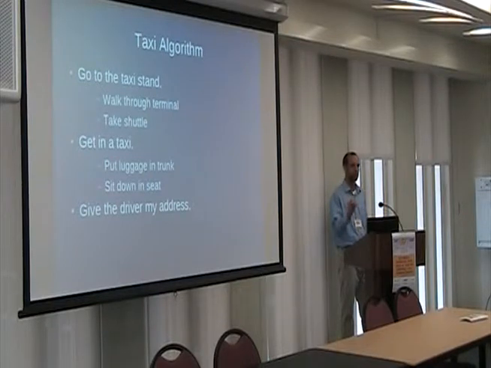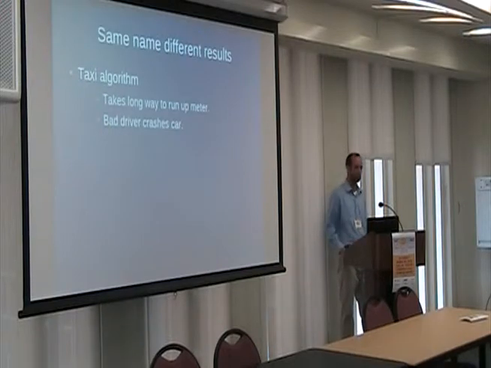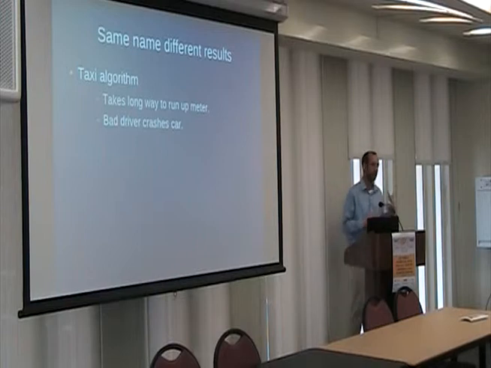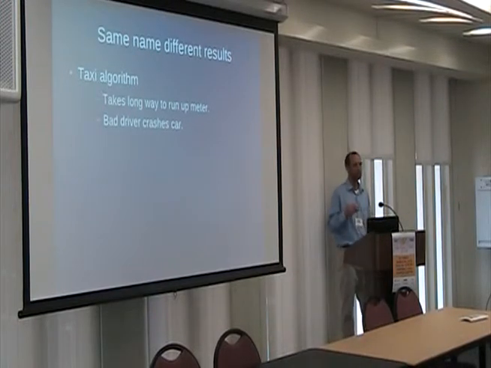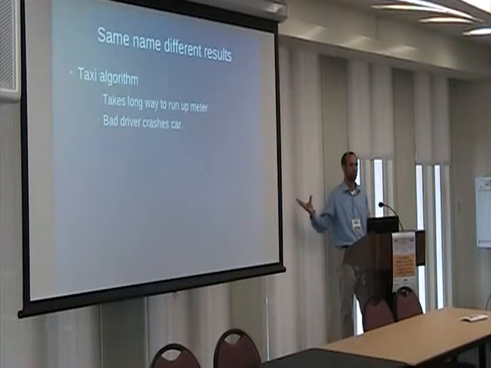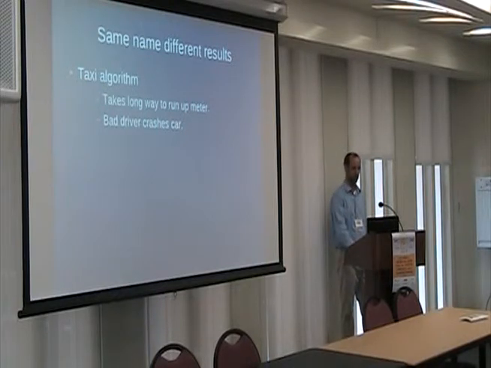Every step has sub-steps and details. You go to a taxi stand, you have to walk through a terminal, take a shuttle, get in the taxi, put your luggage in the trunk, sit down in the seat. And it's really important how the steps are actually implemented. Take the taxi algorithm. What if the taxi driver takes the long way, so he runs up the meter? Or what if he's a bad driver and he crashes the car?